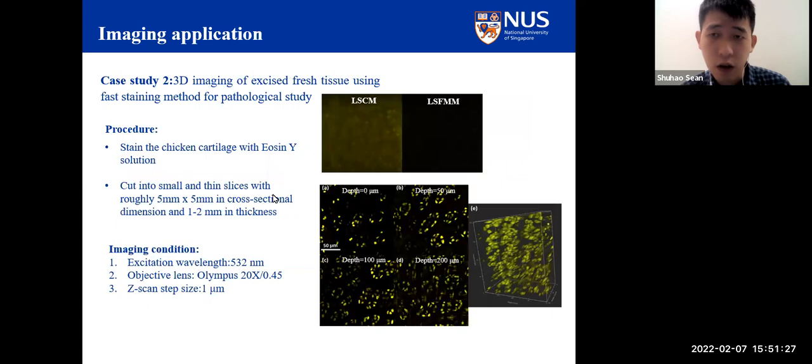And here are the image results of chicken cartilage tissues stained with a dye. The LSFMM system can image very clear section images, so you can see, compared with a conventional confocal microscope. Then we do the rendering, and we can reconstruct the 3D tissue volume as presented here. You can see this is a 200 micron thick chicken cartilage tissue.